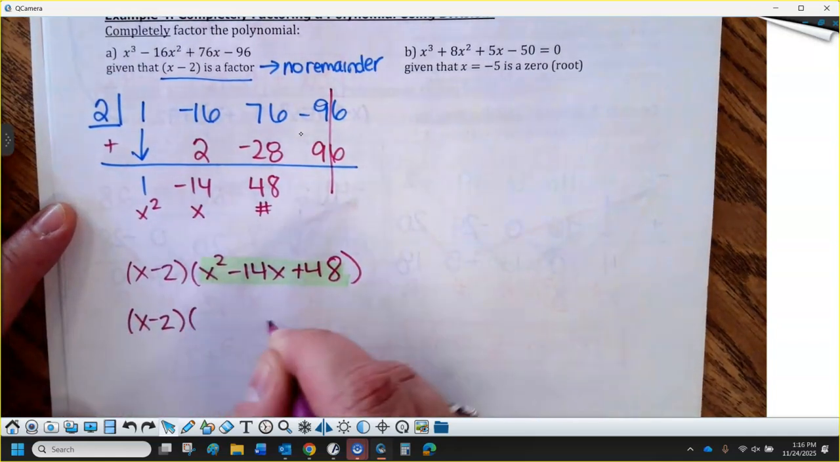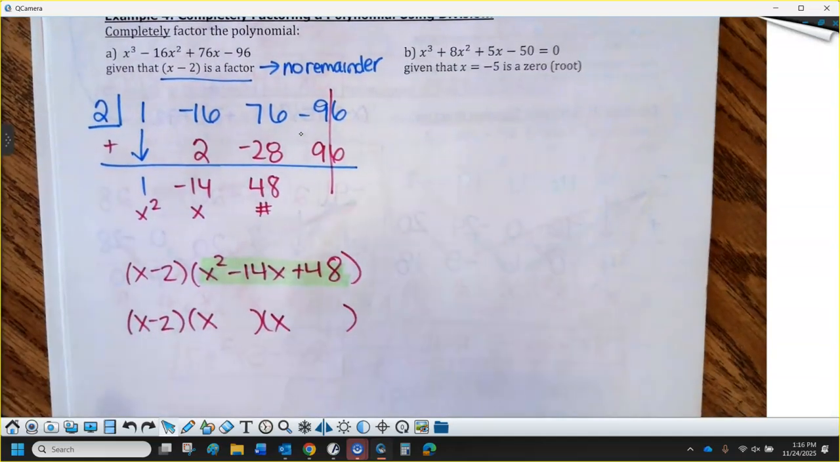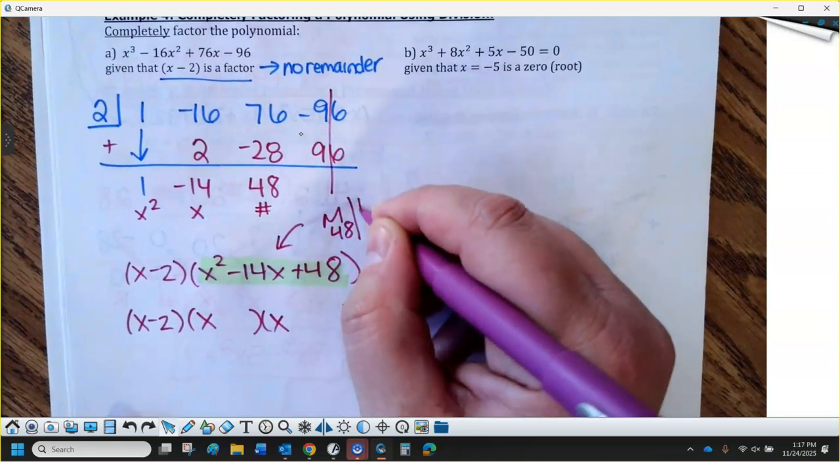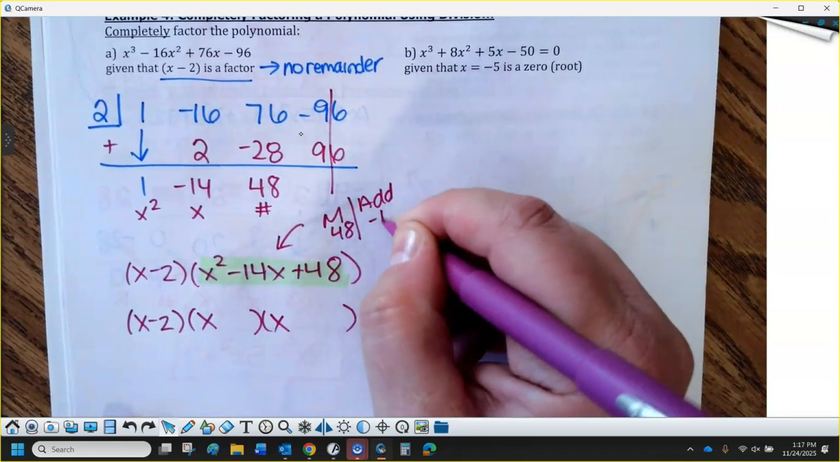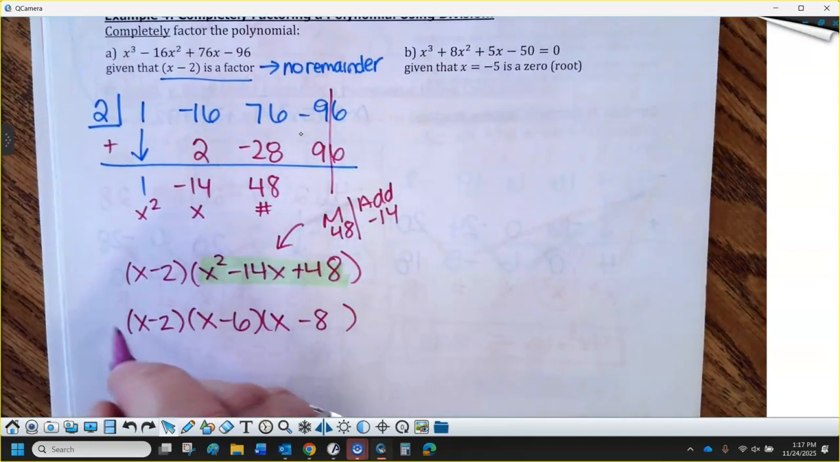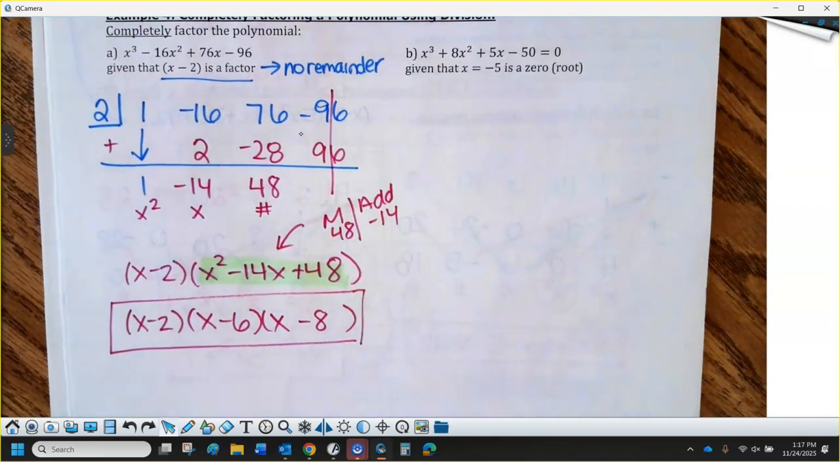Can you guys think of 2 numbers that multiply to get 48 and add to get negative 14? Negative 6, negative 8. Yep. So then this would be the completely factored form. We're using that first factor to break that down, and then we can factor the quadratic.